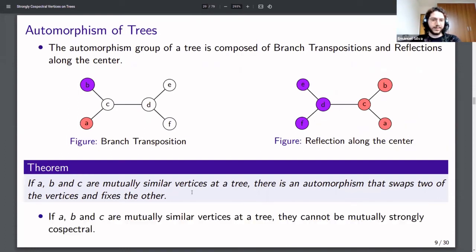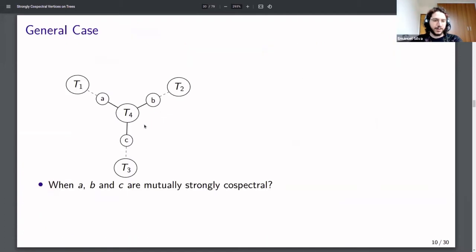And that's the idea of what's coming up. So we have this tree. So we have vertices A, B, and C. This is going to be the structure of our tree. A, B, and C, they have one edge incident to T4, which is also a tree. A is connected any way you like to T1, B any way you like to T2, and C any way you like to T3.